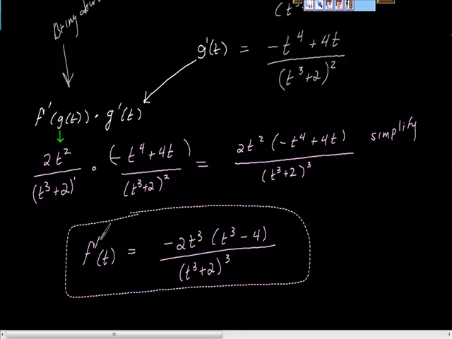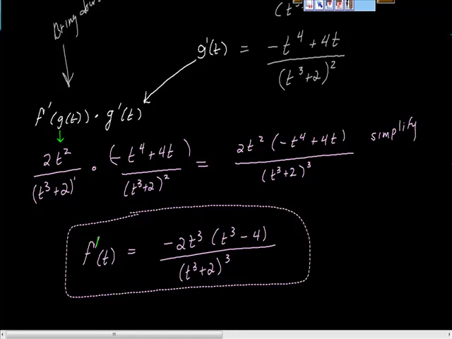The derivative, f prime at t, is equal to negative 2t cubed times the quantity t cubed minus 4 over t cubed plus 2 quantity cubed. It's a lot of stuff. Hopefully what we're getting is that we're building these pieces over here that we're going to bring back over and add to the pieces that we already had. So it's kind of a big process. So we use the chain rule and the quotient rule, right?